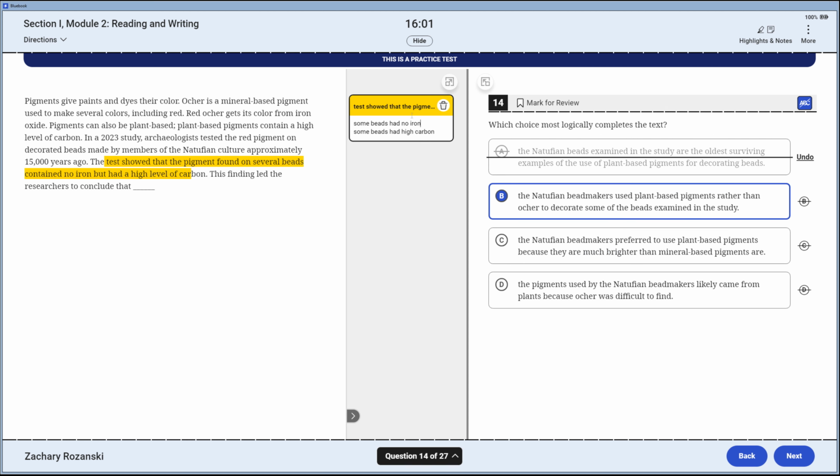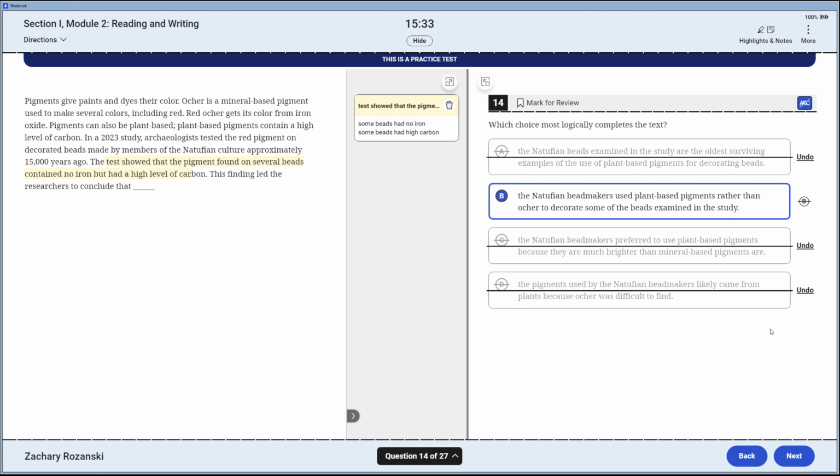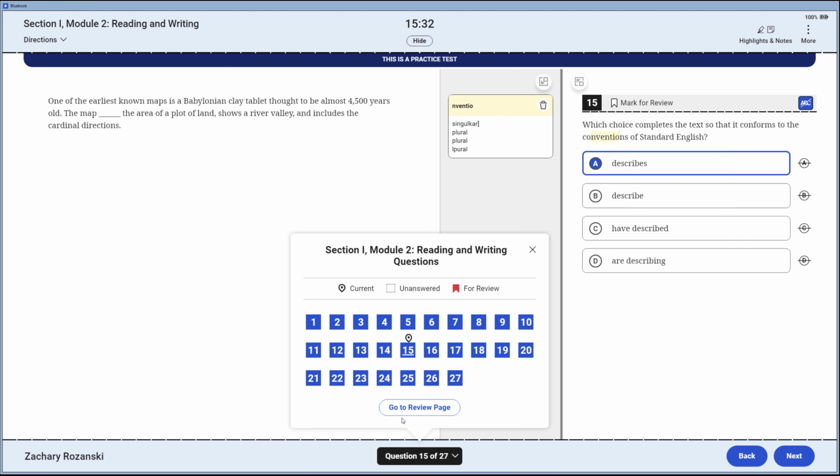So let me confirm my first theory about high carbon versus iron. Iron, plant-based, contains a high level of carbon. So I was right there. From reading this whole text, the pigment found... they would just never use this thing. All it's saying is that they use some of these things, and we have no idea why. C and D are both making claims about why that we just don't have any support for.